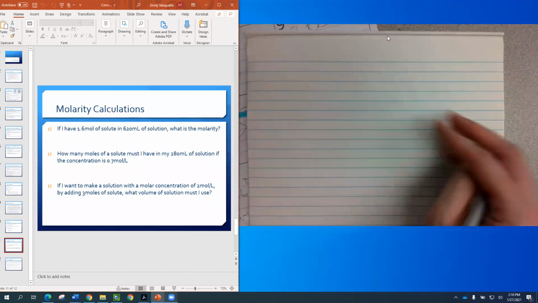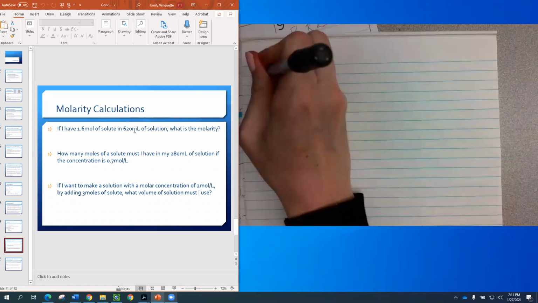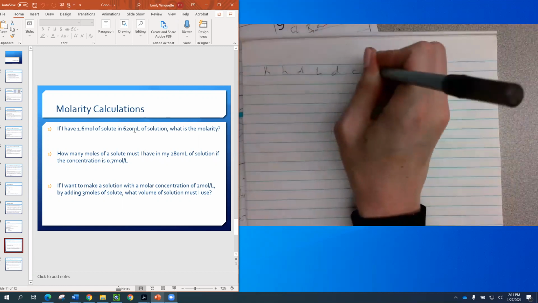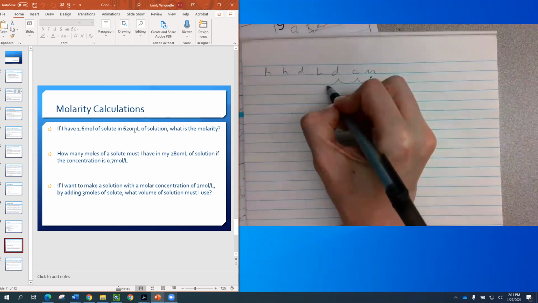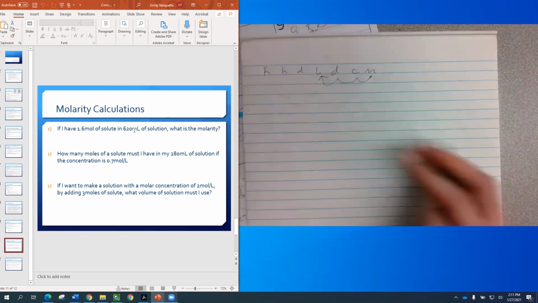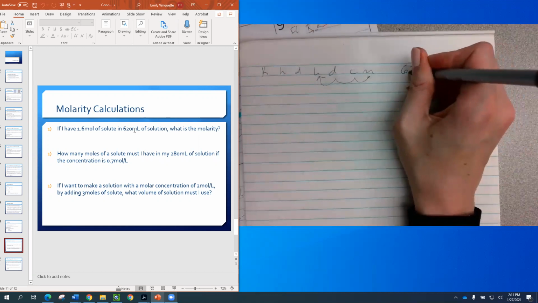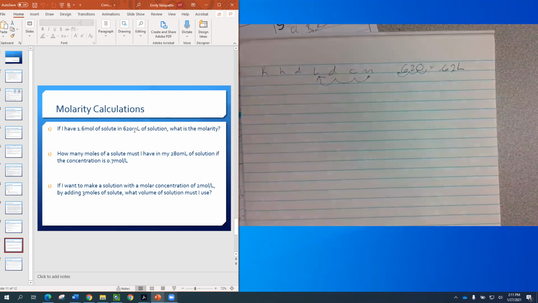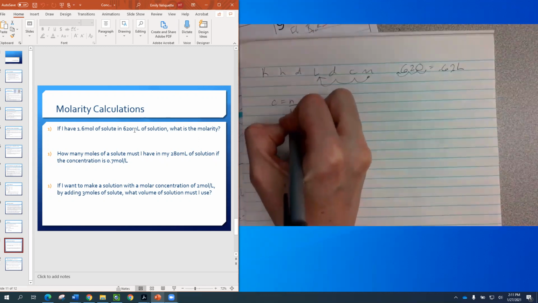Once again, we are given a volume in milliliters, which is not the correct unit. So I'll write out my King Henry drank liquor during Christmas Mass. And I need to move from milliliters to liters. So 3 spots to the left, 620, 1, 2, 3. That is 0.62 liters that we will be dealing with. Then I'll write out my formula. So C equals N over V.